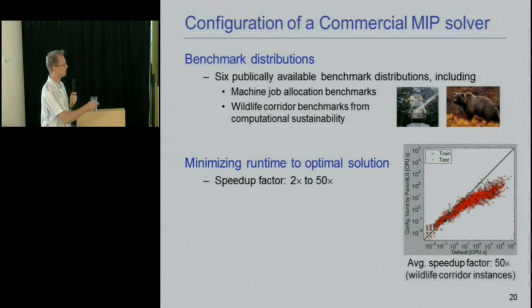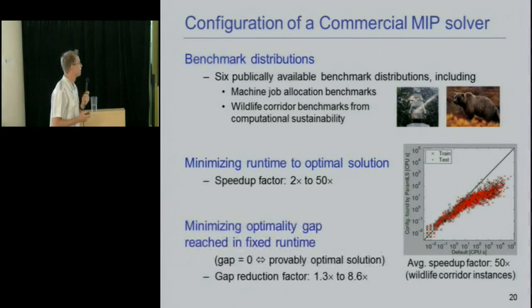But sometimes up to 50 for problem instances from this wildlife corridor application. Instances that must be somewhat different than what CPLEX had looked at before because it just didn't do very well, and the scaling was, again, much better for our configuration. We also optimized the optimality gap that you could reach in a fixed runtime. So this is a gap between a lower bound and an upper bound, and once the lower bound hits the upper bound, you have proof that you have the optimal solution. So this is something you actually care about while you run. And we also got nice reduction factors for that optimality gap.